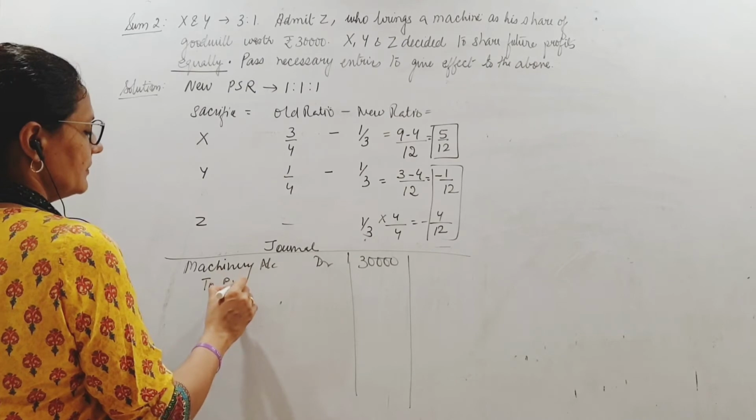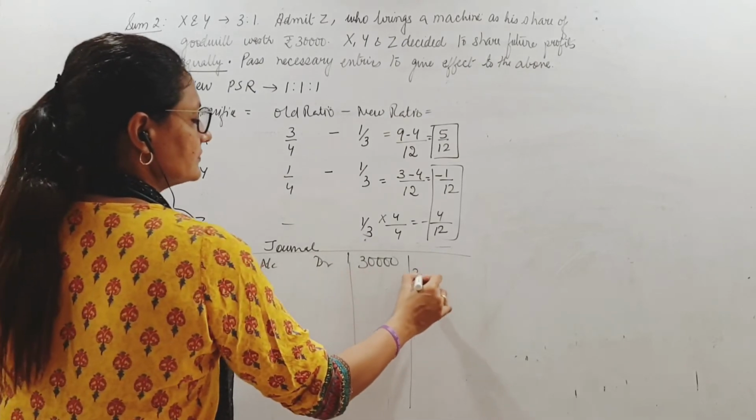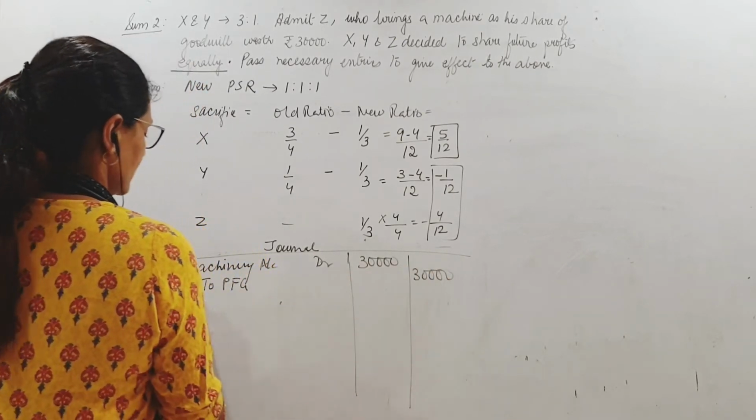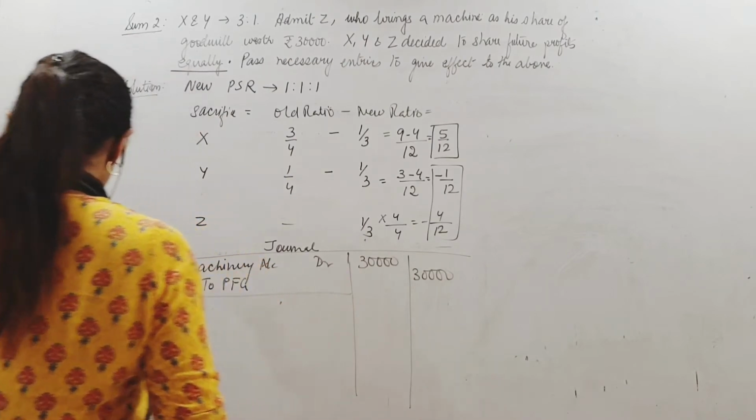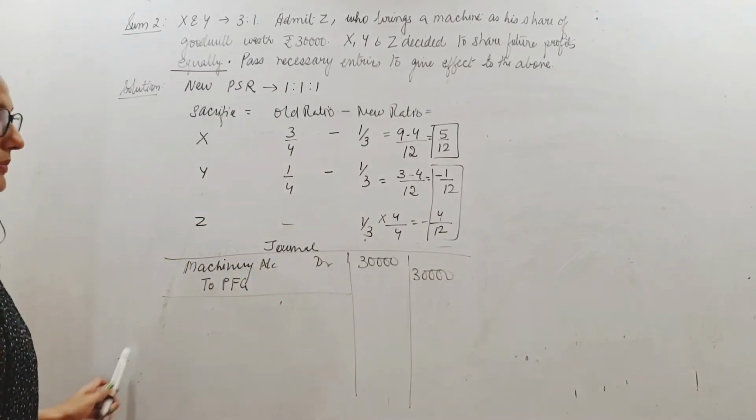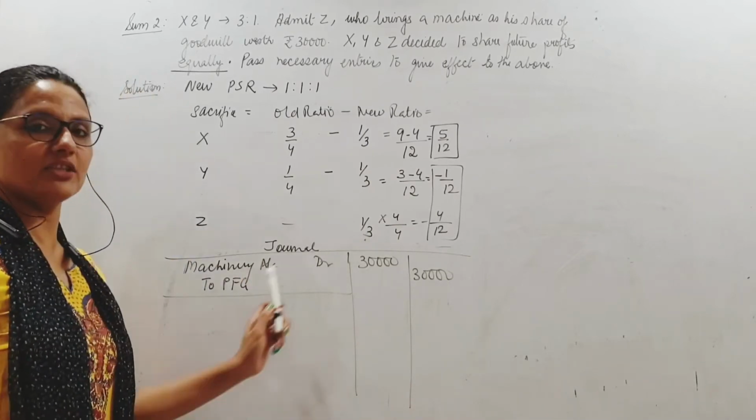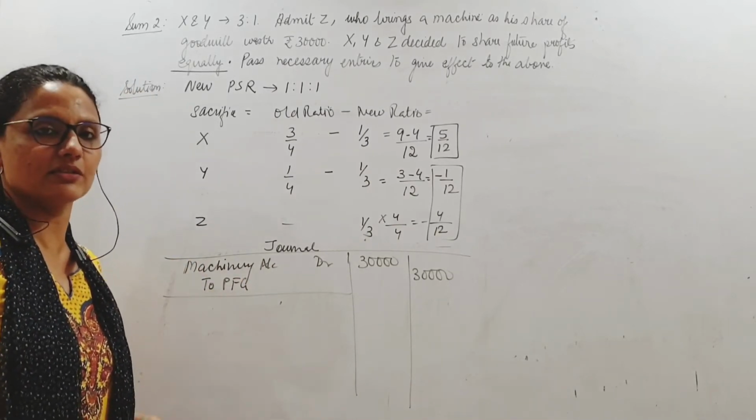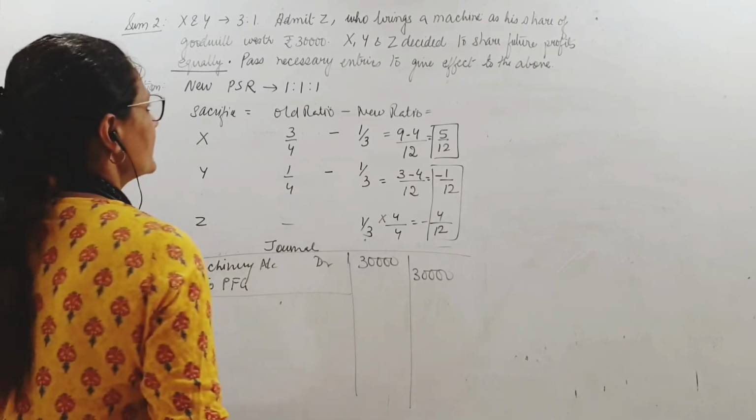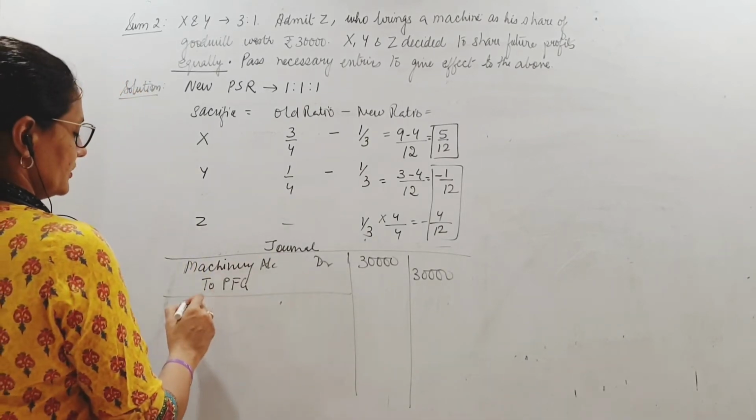2. Premium for Goodwill, 30,000. This is for his share of PFG that he has brought. Alright? Instead of cash to PFG, I have done machine to PFG because he is not bringing cash, he is bringing machine. And then we will distribute this PFG.